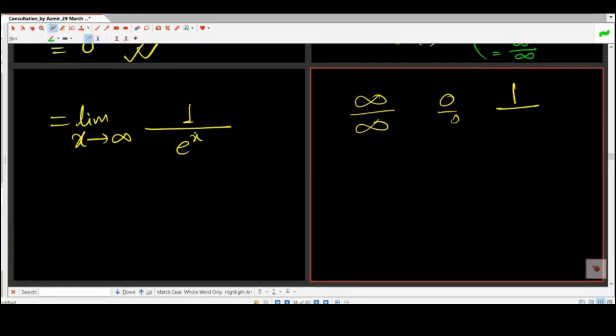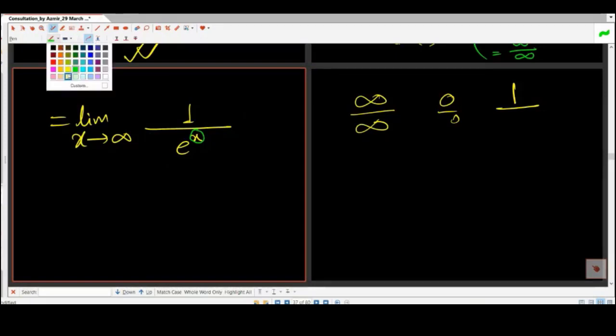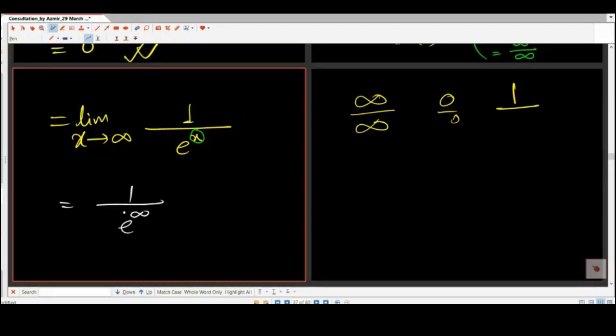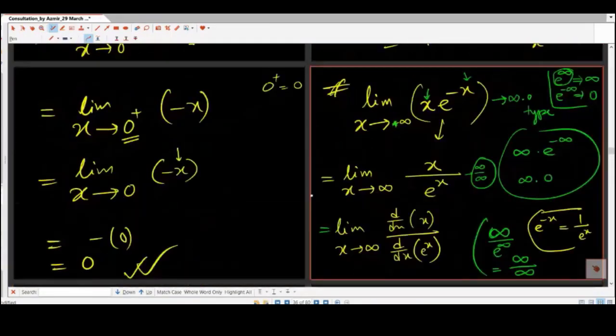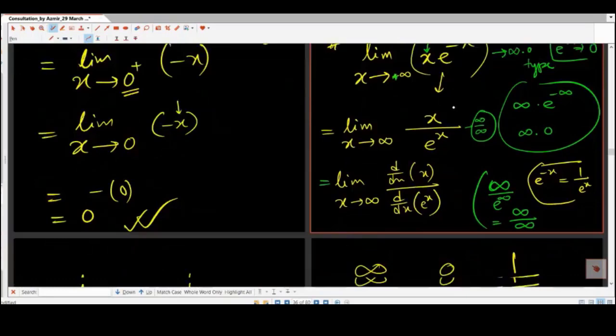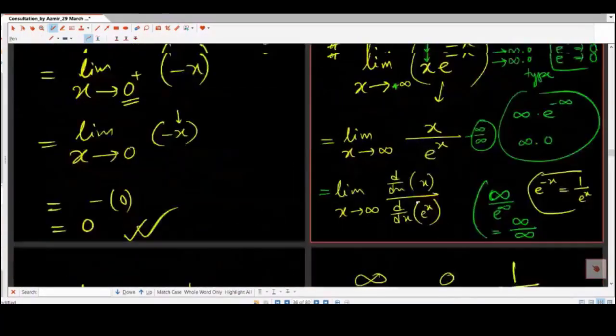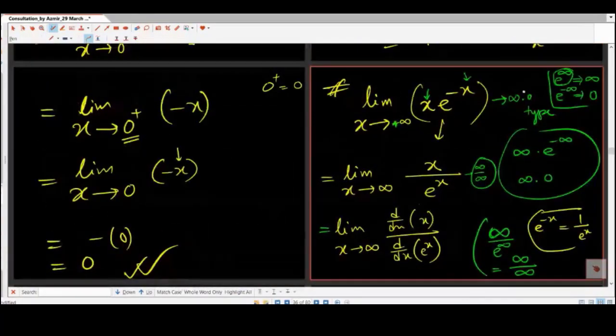So here we have x. Let's plug 1 over e to the infinity. So that means we are getting 1 over infinity, because e to the infinity is infinity. So we know that 1 over infinity is 0. So finally, this is our result. That means limit of this function when x approaches to plus infinity becomes 0. This is what we know as type 3.